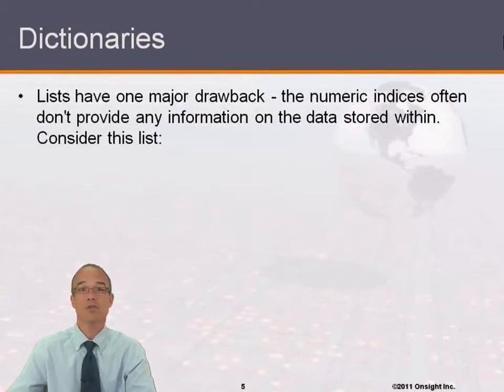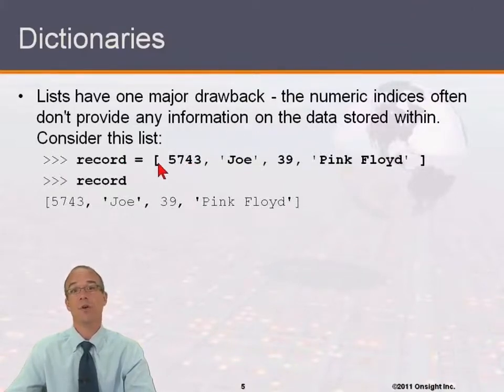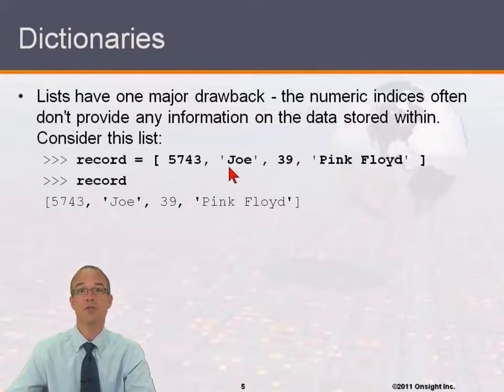So lists have one major drawback. Let's think back. We talked about lists in a previous module. And lists were great because we were able to collect together multiple pieces of information. However, let's look at this list. Here we have this record, which is a number, comma, string, comma, number, comma, string.